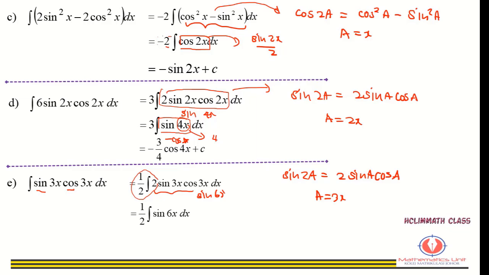I convert this function with the double angle. So now I have a single term of the trigo function, and only then I start to integrate. So I integrate my sine, I have the minus cos, and the differential of 6x is 6. Therefore I may simplify it as the minus 1 over 12 cos 6x plus C.